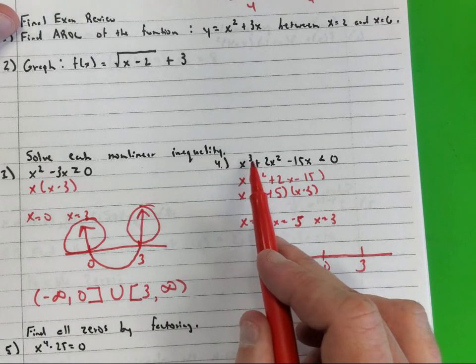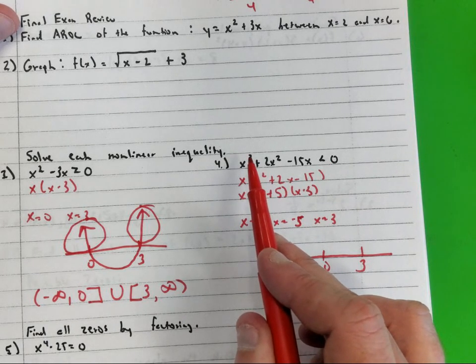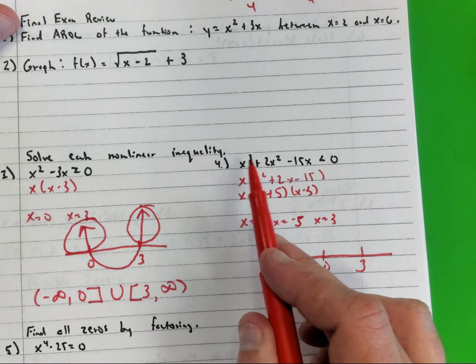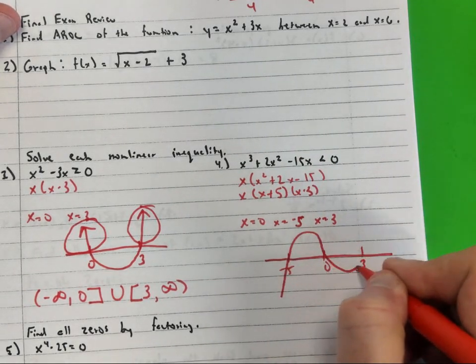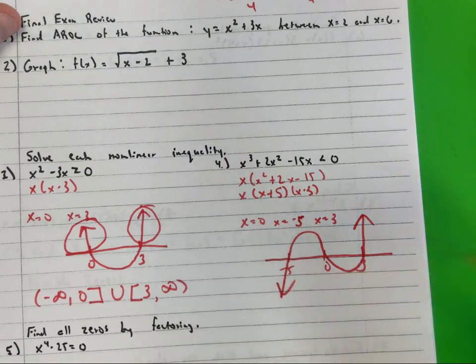The degree is what in this, guys? 3. So your ends will be pointing in different directions. The leading coefficient is what? Positive. So remember, it goes like this.